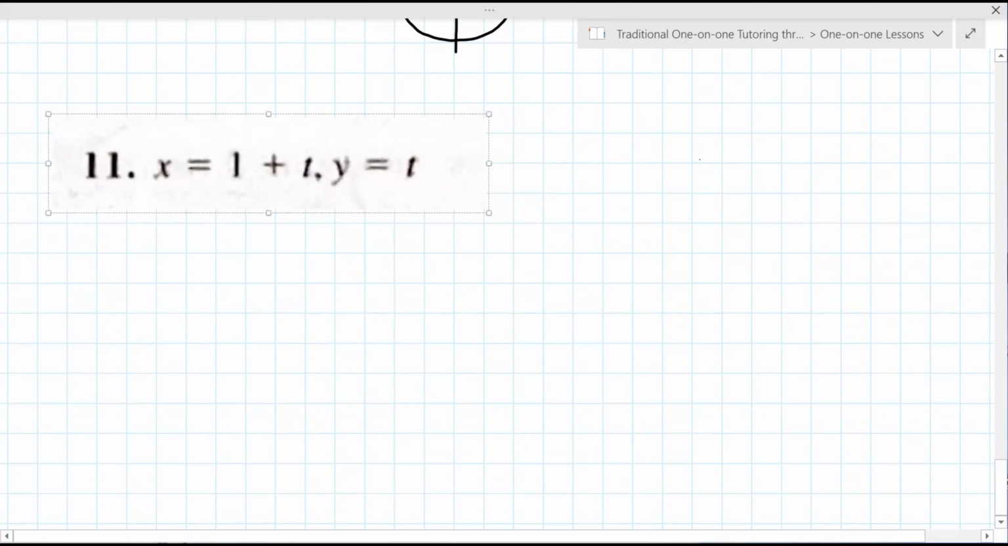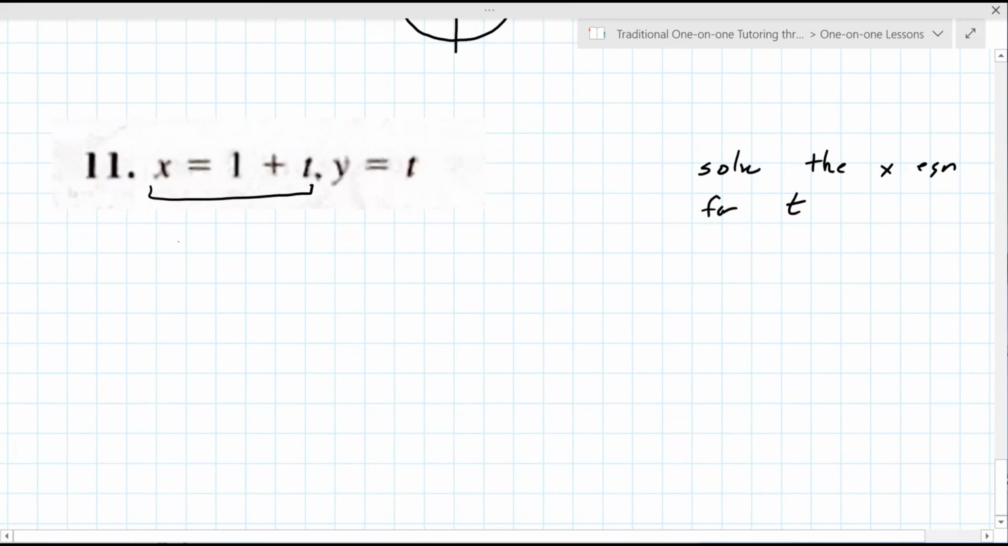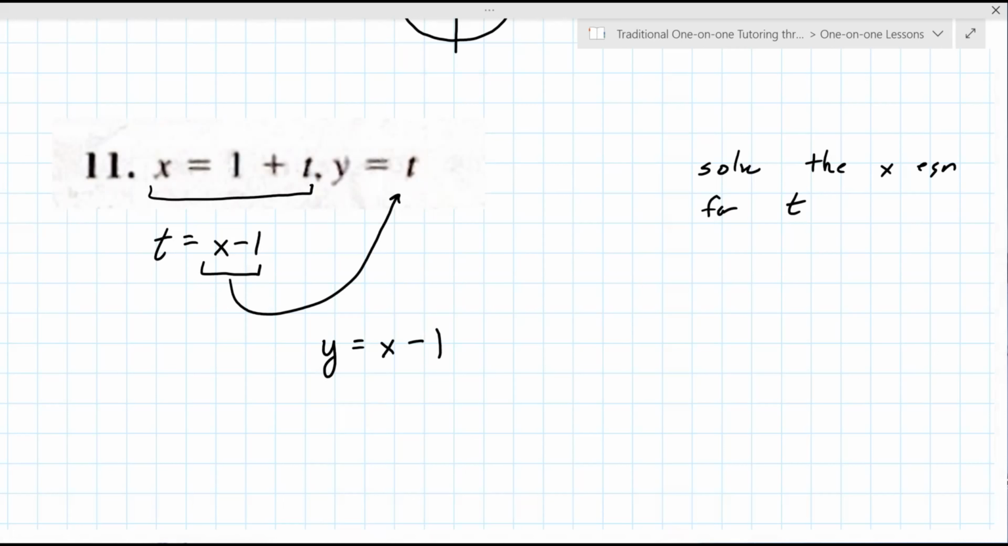Okay, so the general strategy here is to solve the x equation for t. So that's this one over here. So t is x minus 1. And then you substitute that back into the other. So this becomes y equals x minus 1. And that's relatively straightforward. They do get more difficult, but that's your starter question.